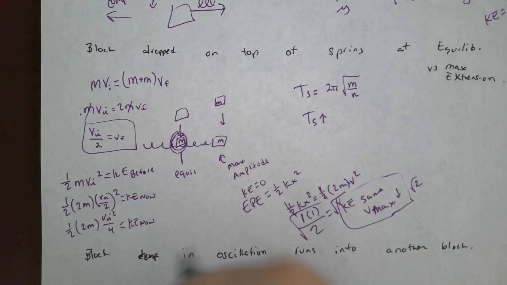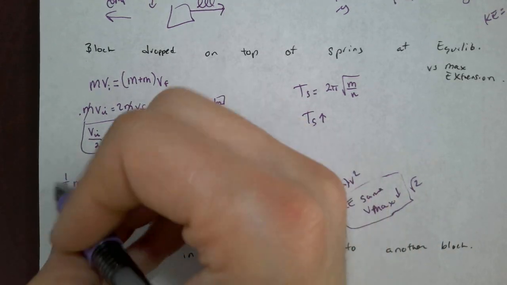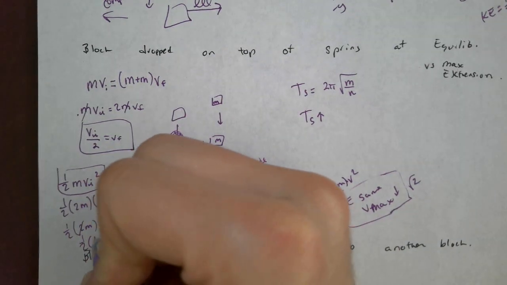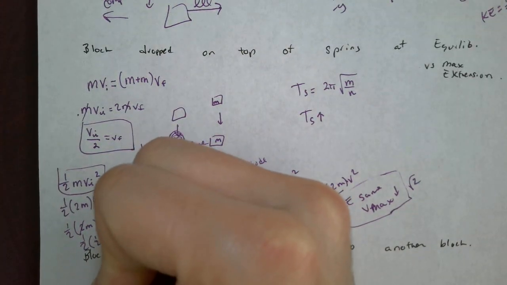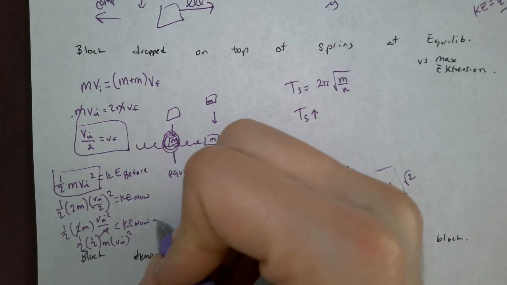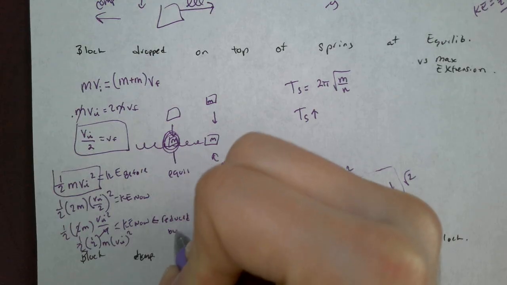Well, this ends up equaling 1/2. So originally we had 1/2 mv squared. That was the kinetic energy originally, before. Now we have 1/2 mv initial squared. So the kinetic energy now is reduced by half.